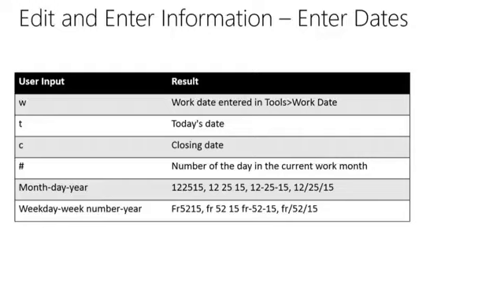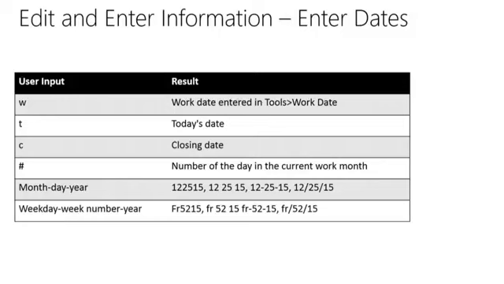When entering dates in the system, we can also make use of some interesting shortcuts. Let's have an overview. For example, if I am on a date field, I can enter W in the system, and W will be then evaluated to the work date. And you might remember the work date is a date you can set as a user in the application. T will be evaluated into today's date, C into a closing date, and so on.